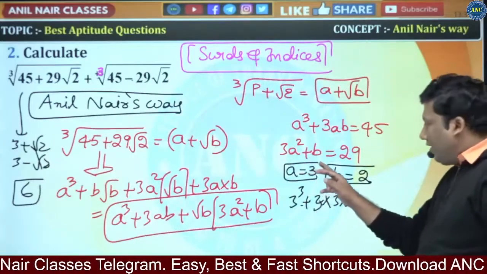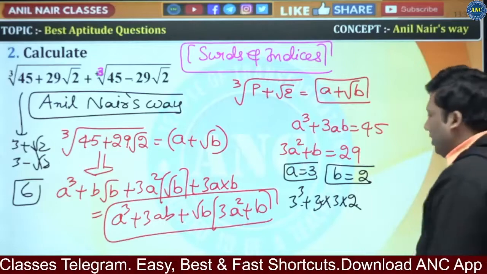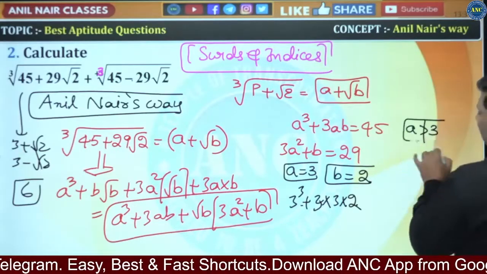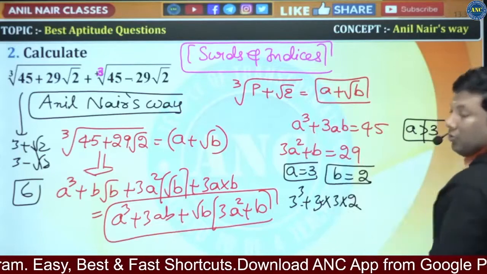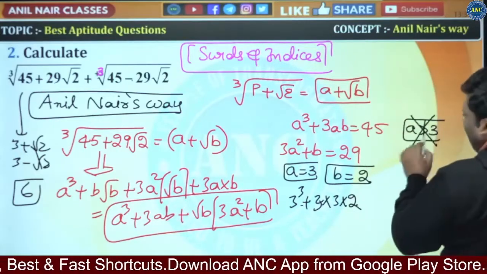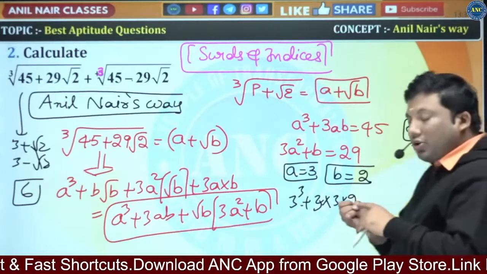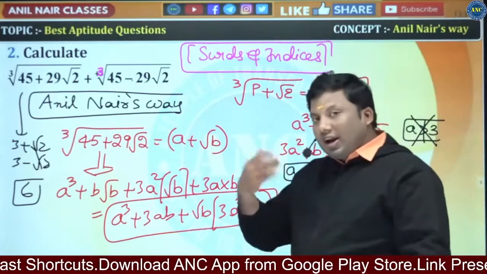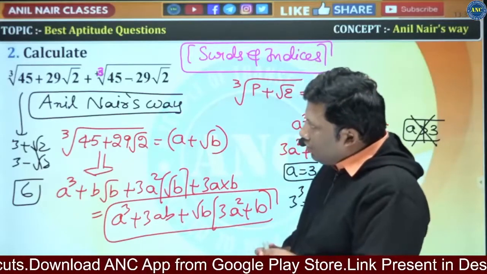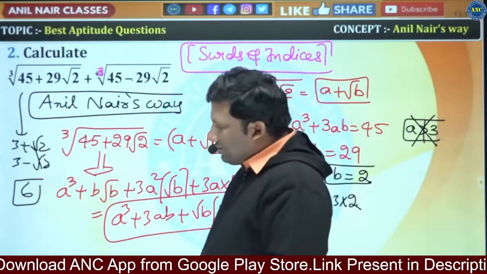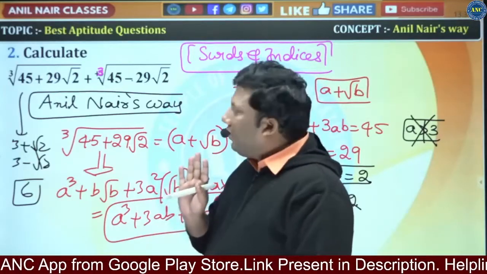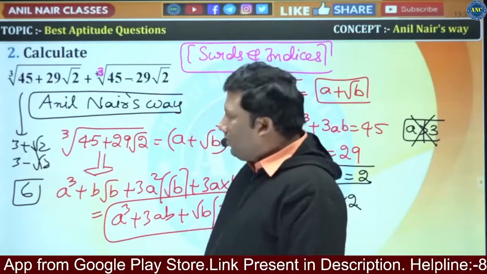How did I find out the value of a? a cannot be greater than 3. Why? Because if a takes 4, 4 cube is 64, and 64 plus something cannot be 45. That means we need to check for a as 1, 2, 3. I substituted a equivalent to 3, so the answer is 6. I hope the idea is very clear, right?